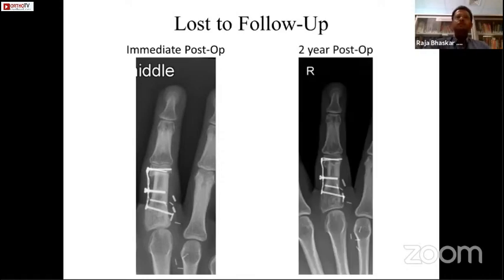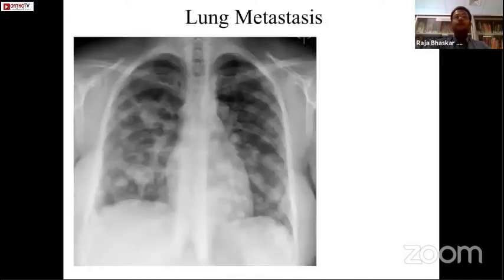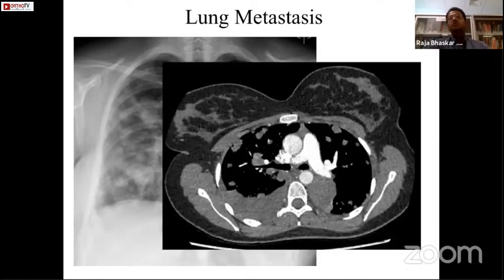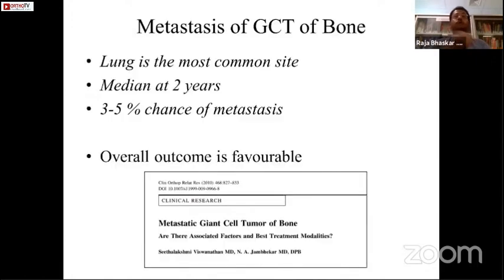She didn't have much symptoms of her finger, but she came with a cough during that time. And if you see her X-ray, there is diffuse metastasis seen in her case. And this is also a CT scan of her chest. So you have to be wary of this fact that there is a 3 to 5% chance of metastases of this GCT. And it usually occurs at 2 years, and lung is the most common site. But this was a case which was done in one of India's premier centers, the Tata Memorial Hospital, where they studied metastatic giant cell tumor of the bone.